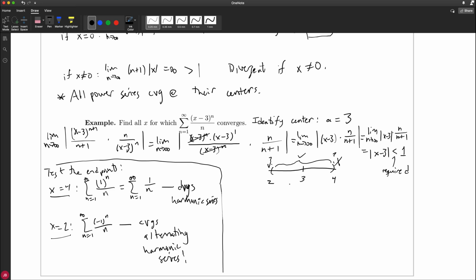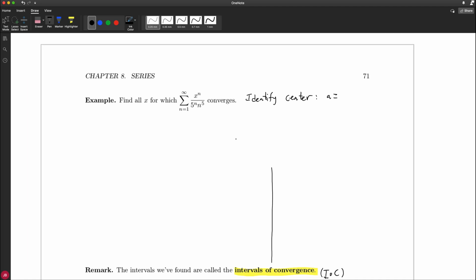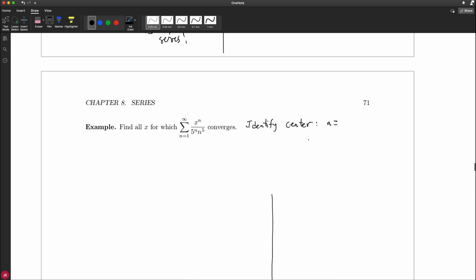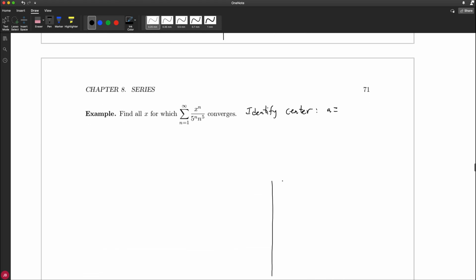And so all x values for which this power series converges, well, I'm allowed to start at 2 and go up to 4, but I can't include 4, right? And so this is the interval on which our power series converges. All right. And as you can see in the middle of the next page, this is actually called the interval of convergence, and I highlighted that for you.